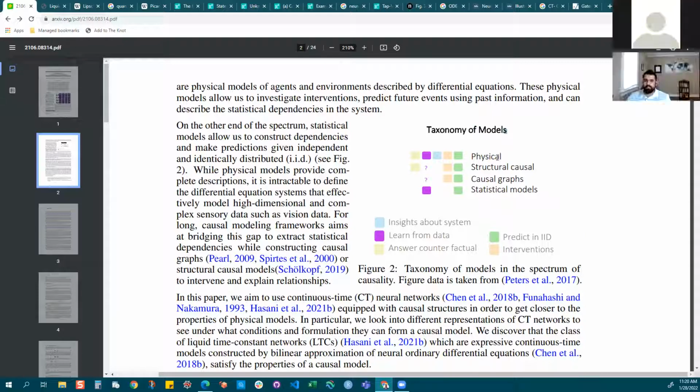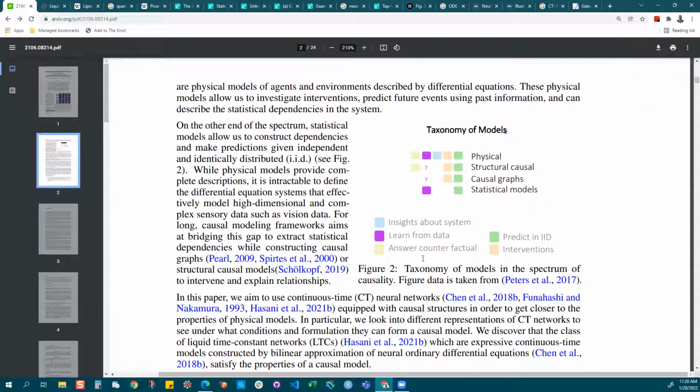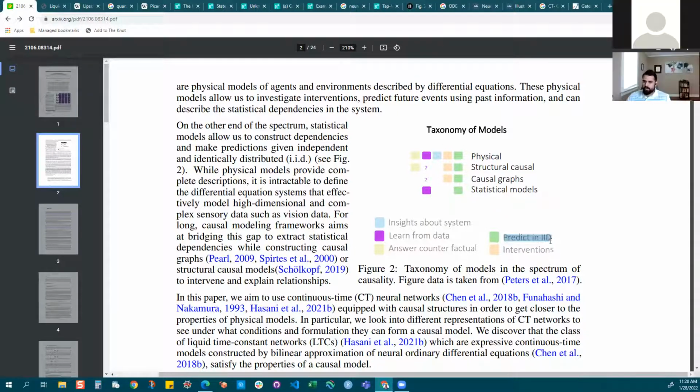For example, a physical equation, F equals ma, satisfies all these criteria. It gives us insight about the system. It learns from the data. It answers counterfactual questions, predicts in IID, and also responds very well to interventions.